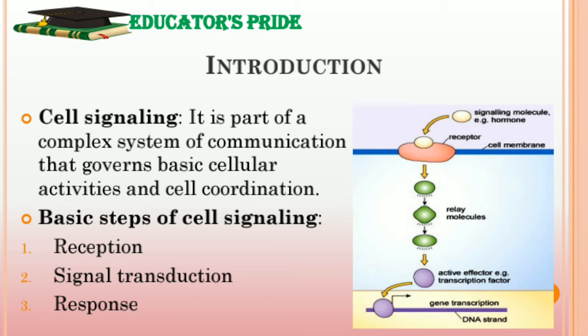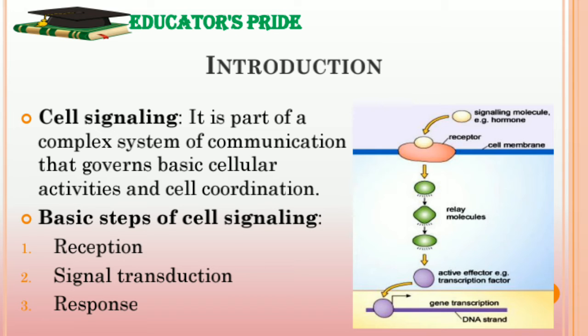First, reception. In it, a cell identifies a signaling molecule from outside of the cell. A signal is detected when a ligand binds to a receptor protein on the surface of the cell or inside the cell. Second step is signal transduction. It is a process of converting extracellular signal into cellular responses. Third is response. Finally, the signal triggers a specific cellular response.